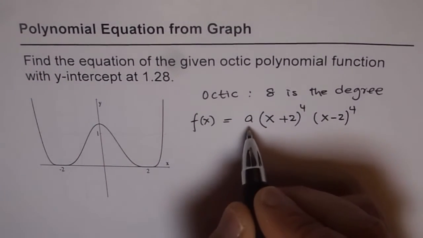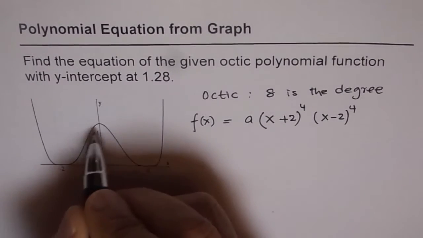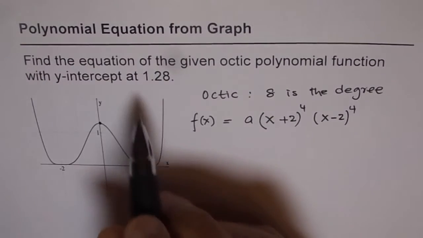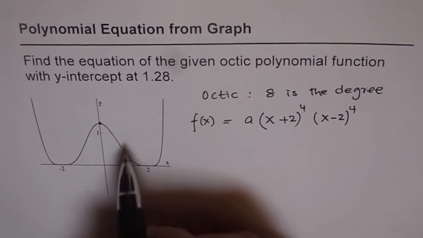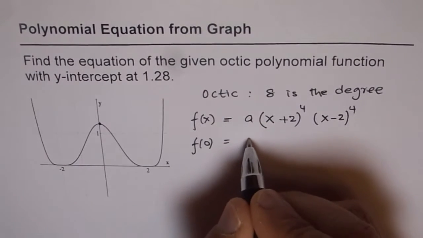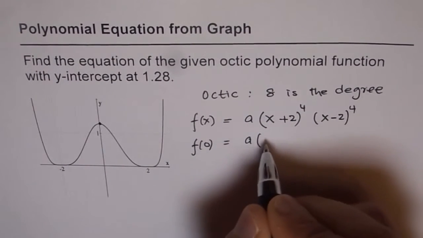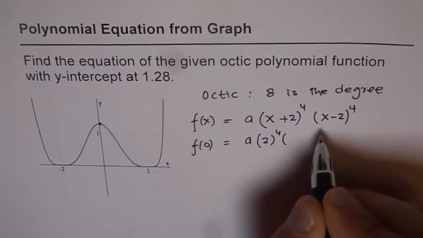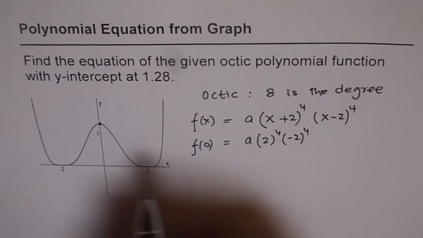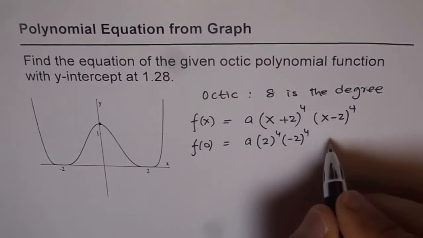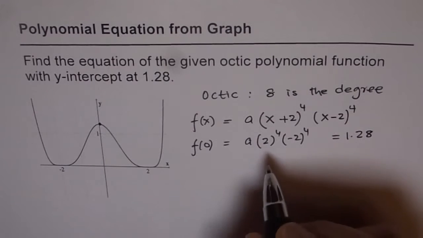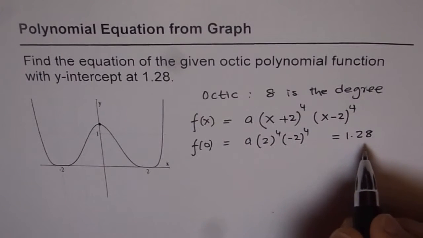Now to find a, we need one particular point, and here we are given the y-intercept. So the y-intercept is a point where x is 0, and so we have f of 0 equals a times, we'll put 0 here, (0 plus 2) to the power of 4 times (0 minus 2) to the power of 4, and f of 0, the y-intercept, is given to us as 1.28, right? So we can solve this equation and find our answer.